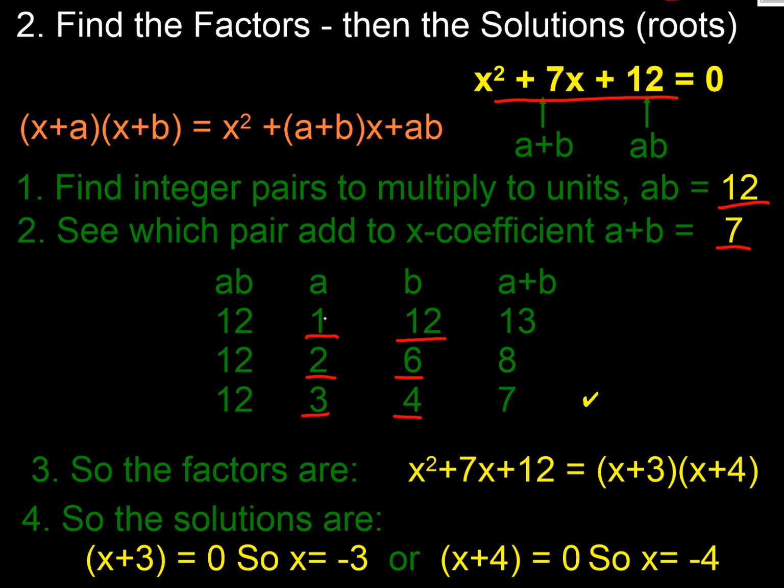So 1 and 12, well, that adds up to 13. That's not what we're looking for. 2 and 6 make 8. That's not what we're looking for. But 3 and 4 come to 7, which is what we're looking for. So those are our correct answers, 3 and 4.